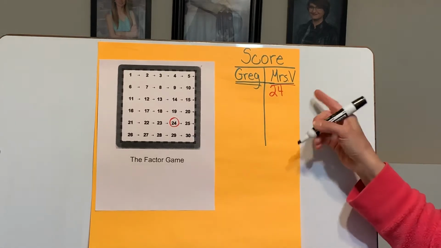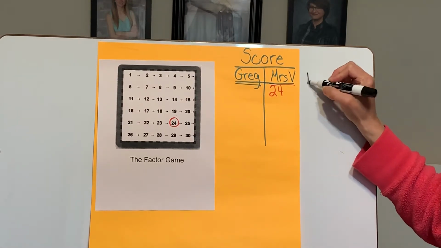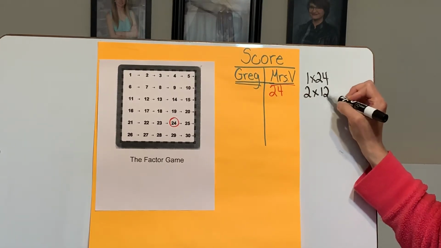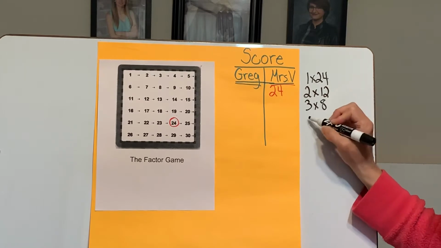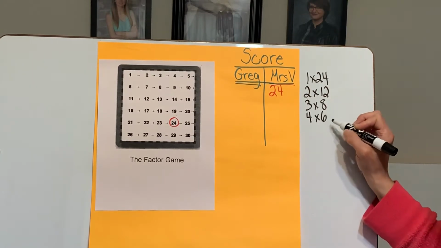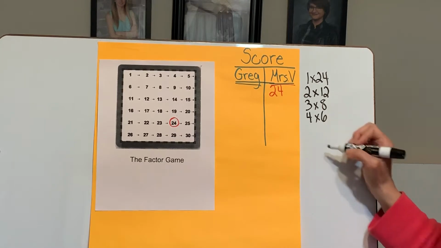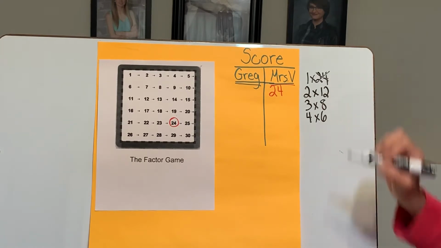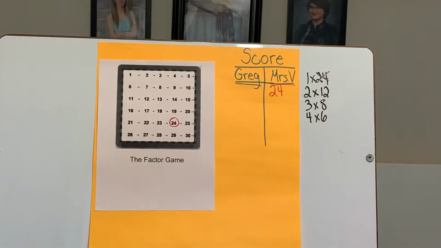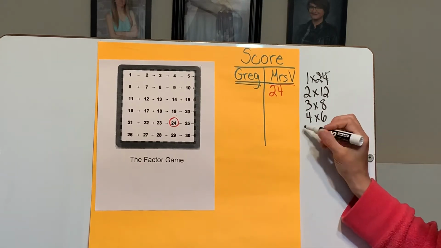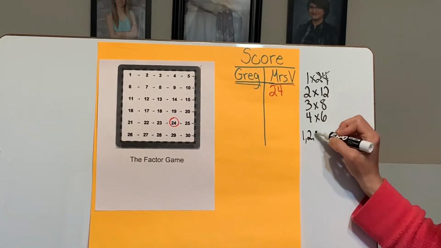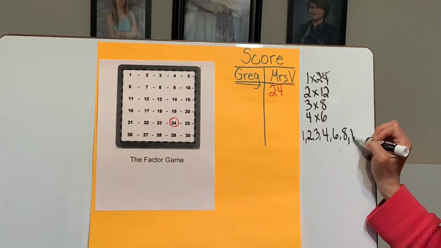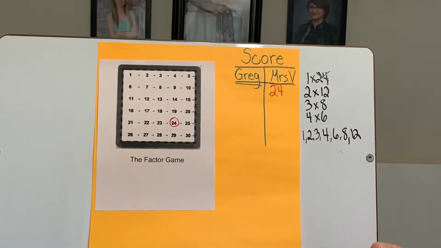So the proper factors of 24 are, let's see, we've got 1 times 24. We've got 2 times 12. We have 3 times 8. We have 4 times 6. And then we start 6 times 4, we start going over again, okay? Now remember, proper factors will exclude 24. And so Greg can circle 1, 2, 3, 4, 6, 8, and 12, because those are the proper factors of 24.